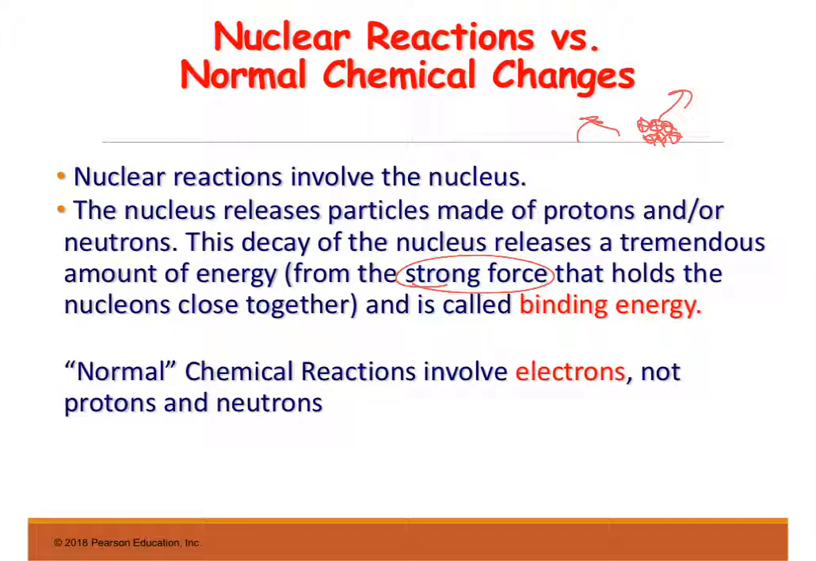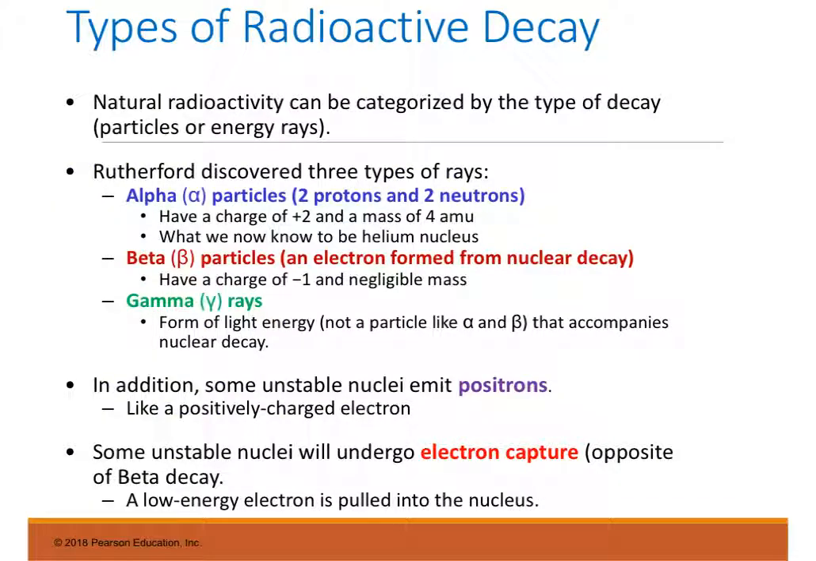So just to compare and contrast, normal chemical reactions involve the electrons outside of the nucleus, okay? Nuclear reactions involve the nucleus. So we're going to talk about three primary types of radioactive decay and then a couple of more minor types. You may well have heard of alpha, beta, and gamma decay, so you should be familiar with these three.